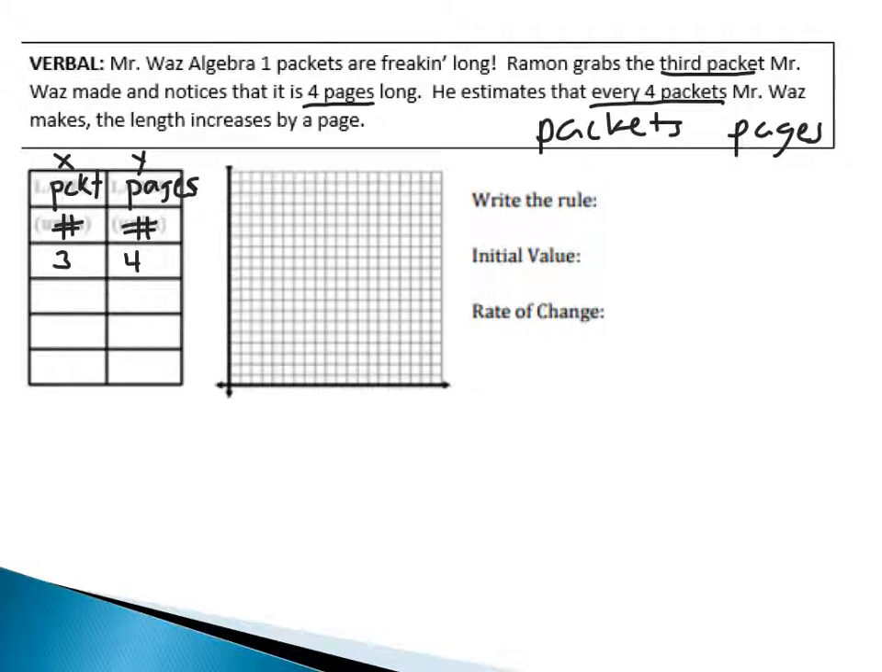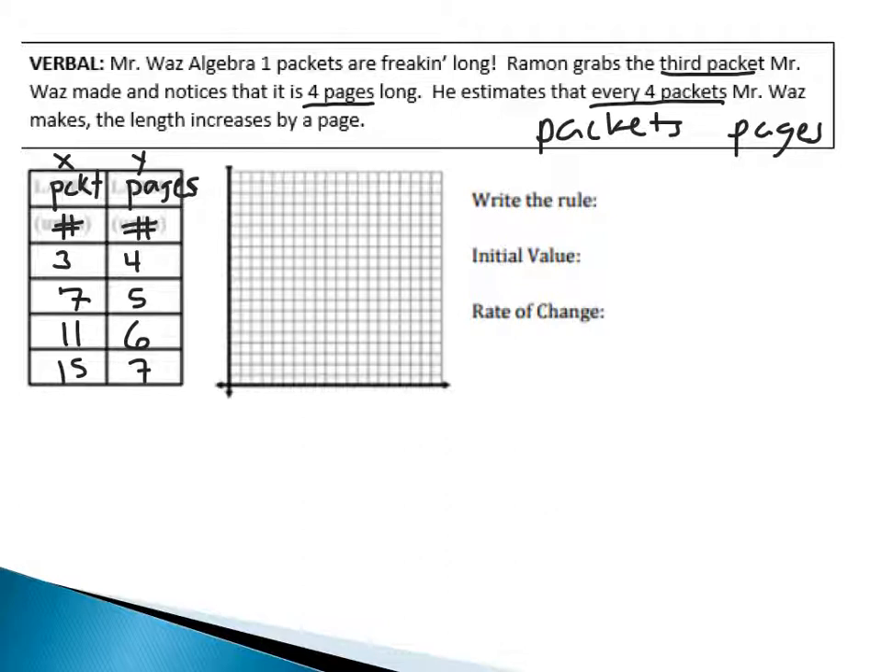So, okay, let's think about this. Every 4 packets, well, that means this is going to jump up from 3 to 7, because that would be the next one, every 4 packets. And it's going to increase by a page, so that's going to go to 5. Then 4 more, that would be 11. This is going to increase by 6. And then we look at the next one. This would be 15, and that would be 7 pages. Okay, so this table shows the number of packets, or which packet I'm on, and the number of pages that packet would be. So now what we want to do is graph this.